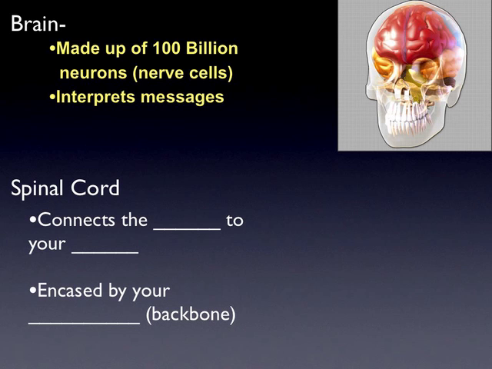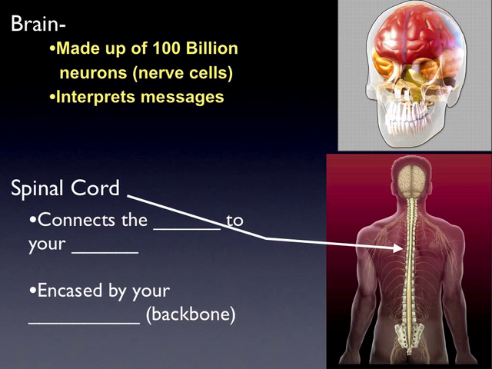So your brain is connected to all the other parts of your body through the spinal cord. And your spinal cord runs from the base of your skull, the bottom of your brain, all the way down through your back, connecting your brain to all the other nerves in your body. It's protected, it's extremely important.